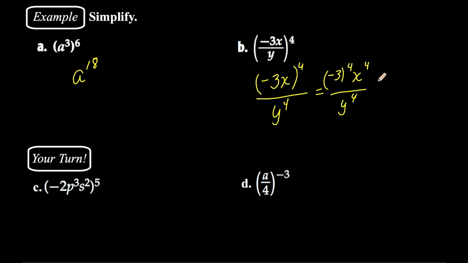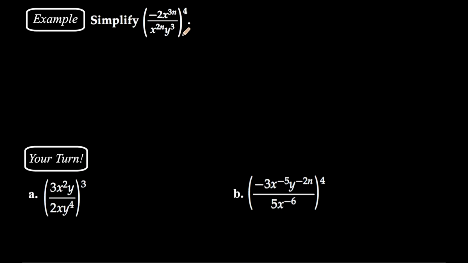And the only thing we have left to do is figure out what negative 3 to the fourth power is, and that is a positive 81, x to the fourth over y to the fourth. So our parentheses are gone and we have no negative exponents. Don't forget to do the two that are your turn.